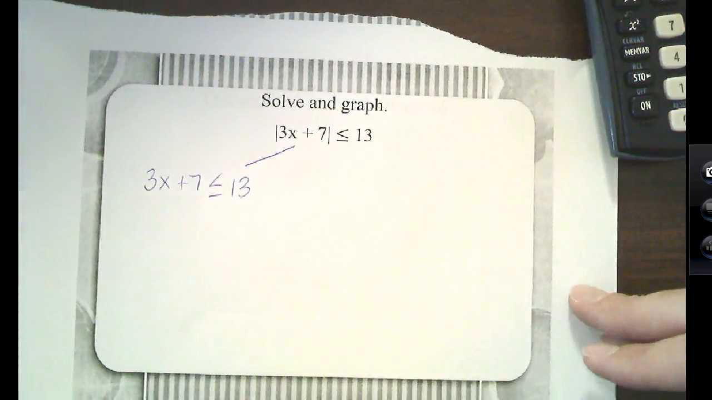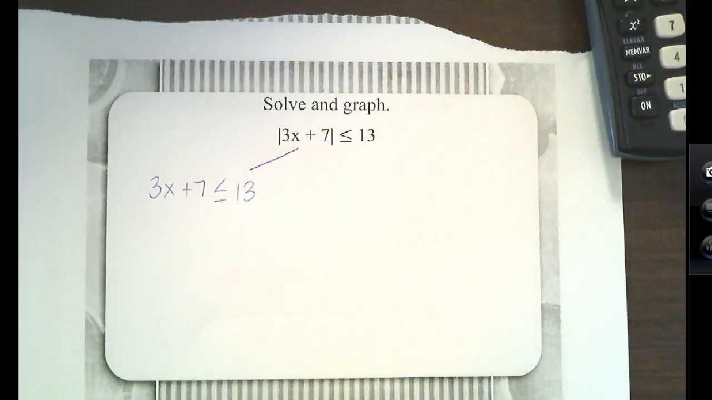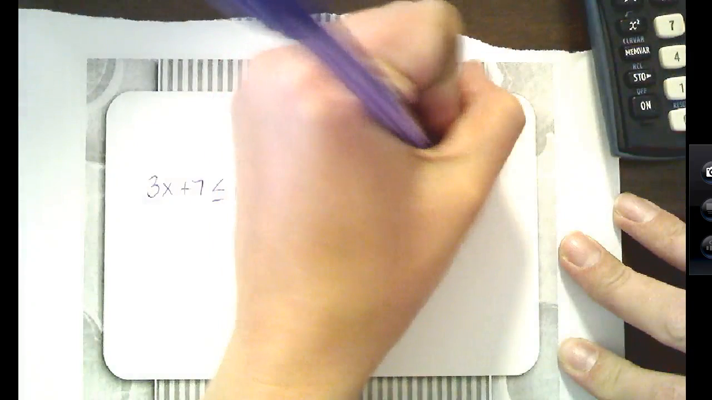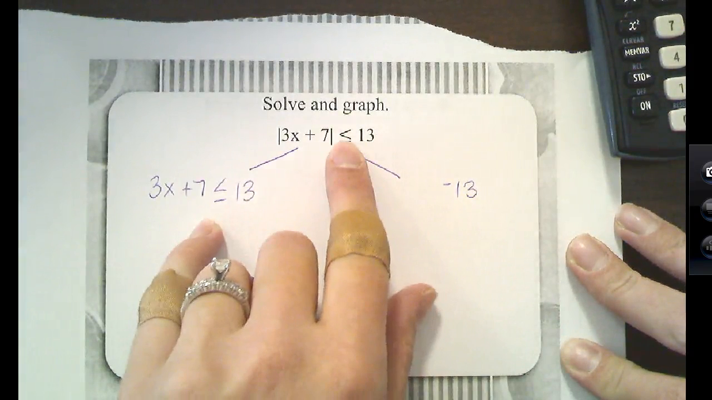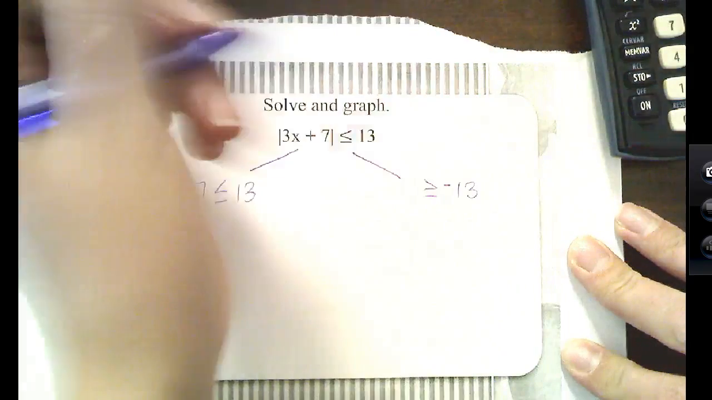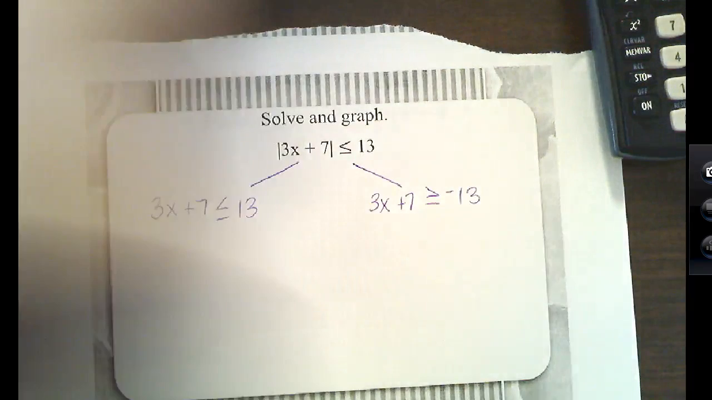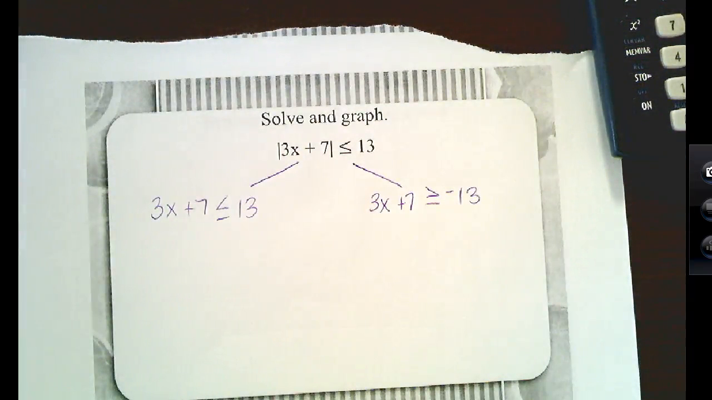But the other thing that can happen, what's the absolute value of negative 13? 13. So now we have to take into account the fact that this 13 could actually be a negative 13. So we multiply by a negative 1. And when we multiply by a negative 1, what does that do to my inequality symbol? It flips it. Good. Now go ahead and finish those and graph. It's okay to have decimals, by the way. No, the absolute value is gone once you take into account the positive and the negative 13.